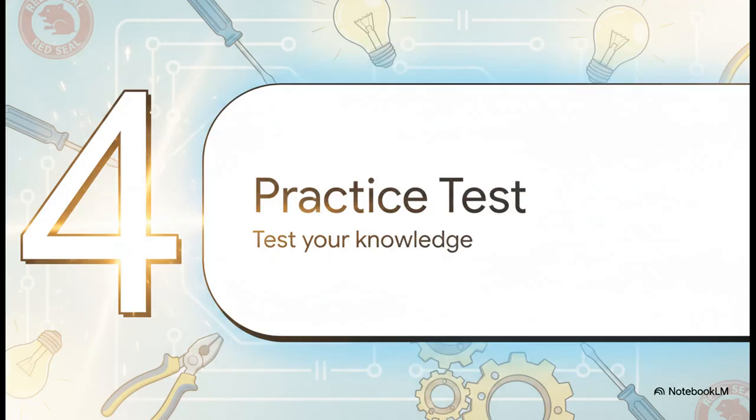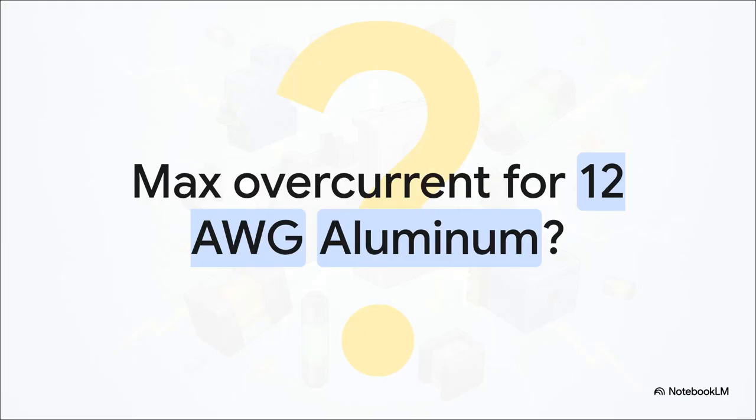All right, it's Red Seal practice test time. Let's shift gears, shake it out, and wake up. Let's see how well you've absorbed this with a real Red Seal style question. Here is question 1. What is the maximum overcurrent rating for a number 12 AWG aluminum conductor? Is it A, 15 amps, B, 20 amps, C, 25 amps, or D, 30 amps?